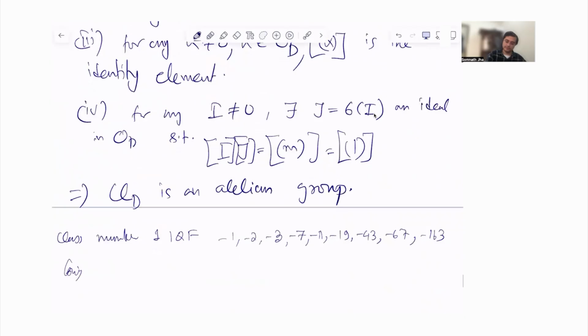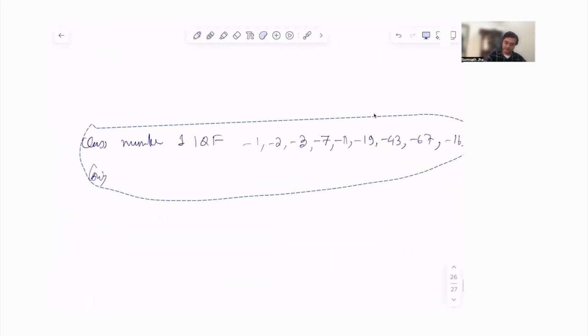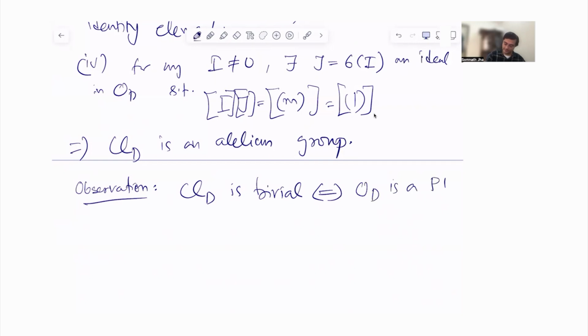Okay, and one of the fundamental theorems is that, so observation, even before that observation, CL_D is trivial if and only if O_D is a PID. Okay.